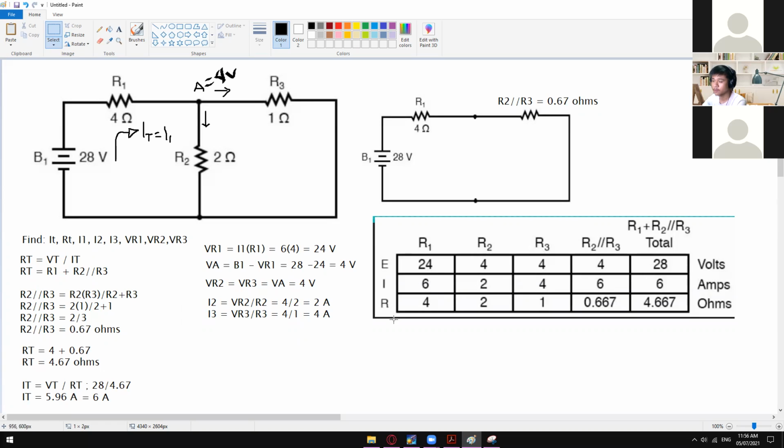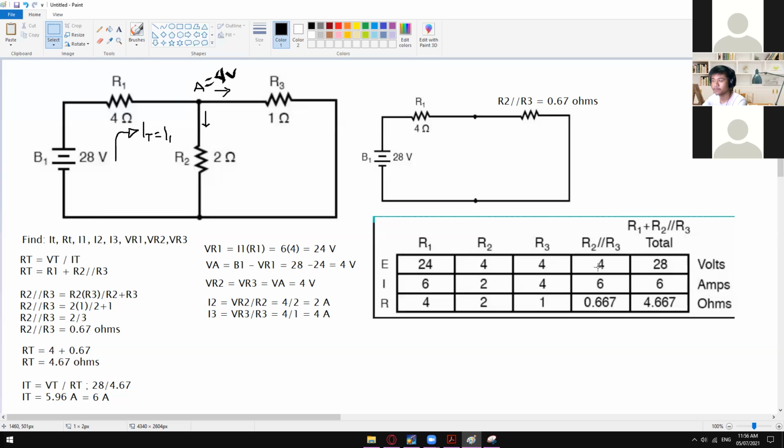And then for the values of our resistors, we have a total resistance of 4.667 or 4.67, and then we have here 0.667, the parallel value of R2 and R3, which is 0.67. In my case, I only got two decimals. And then here are the individual resistances: 4 ohms, 2 ohms, and 1 ohm for R3. If you compare, I think all of our answers are the same. I total is 6 amps, R total is 4.67, and V total is of course 28.